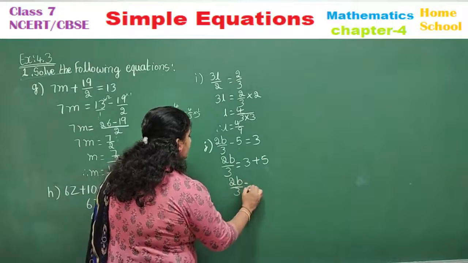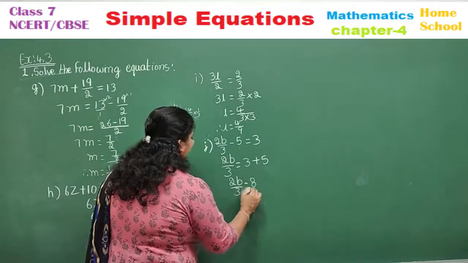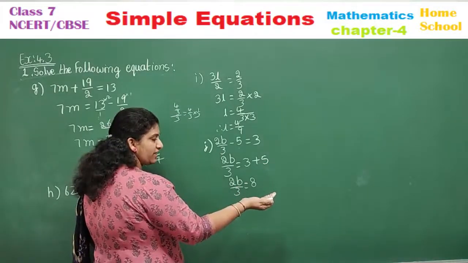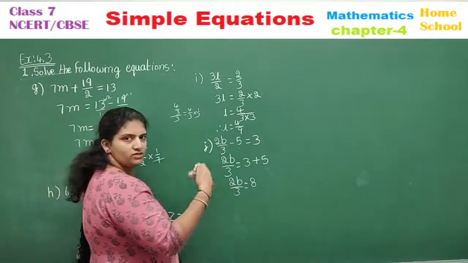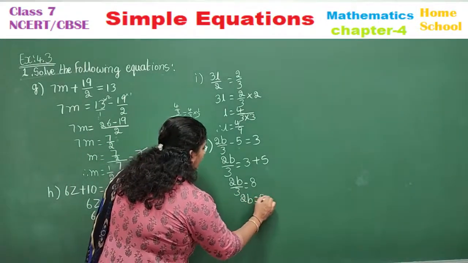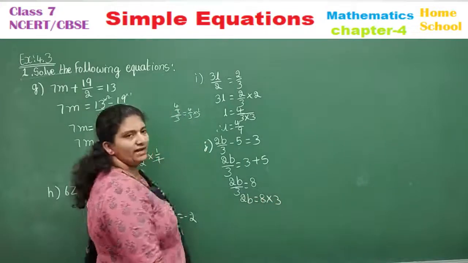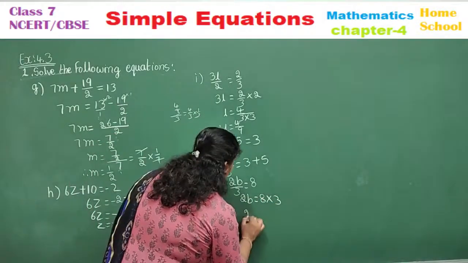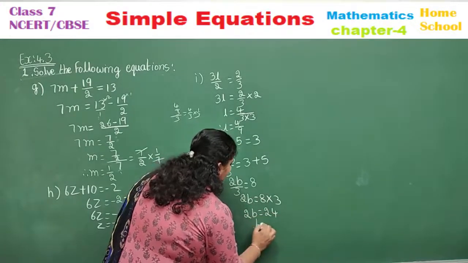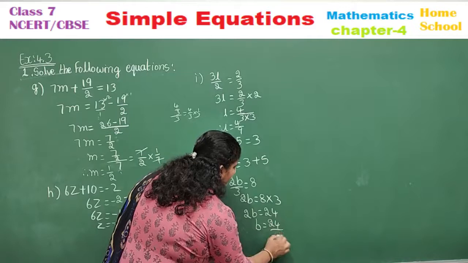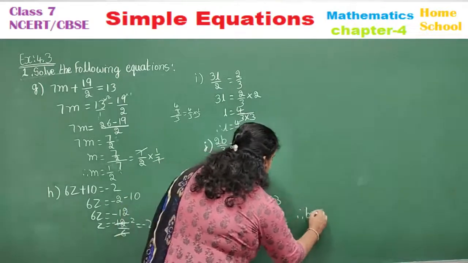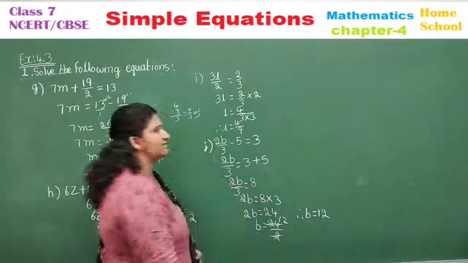2b by 3 is equal to 5 plus 3, which will be 8. Now, if you want, at a time you can transpose the 3 to the other side, or you can also split. That is, 2b is equal to 8 into 3. 8 3s are 24. Now this multiple divides: b is equal to 24 by 2. 2 12s are 24. Therefore, b is equal to 12 is your answer.